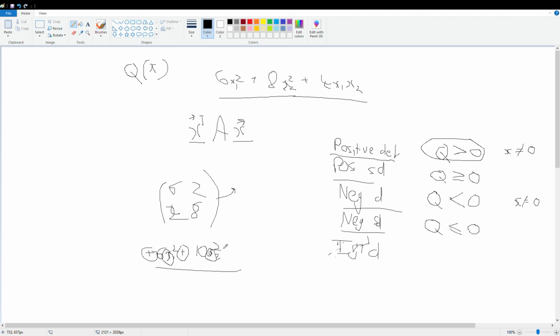Now, for instance, if we had 10x1 squared minus 10x2 squared, well, it seems to me that that's indefinite, because judging by the magnitude of these two terms, that could be negative, that could be positive, that could be 0.